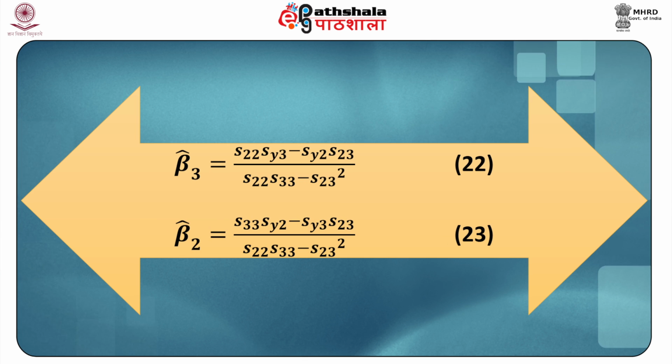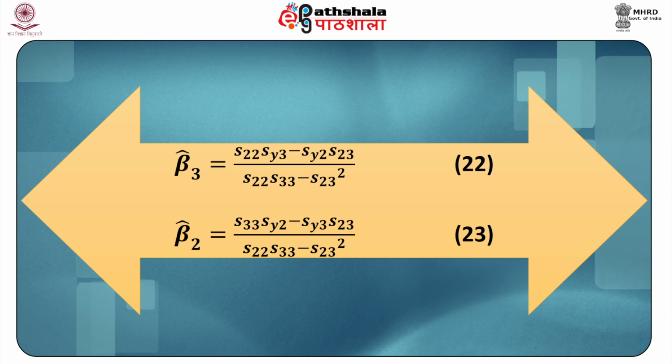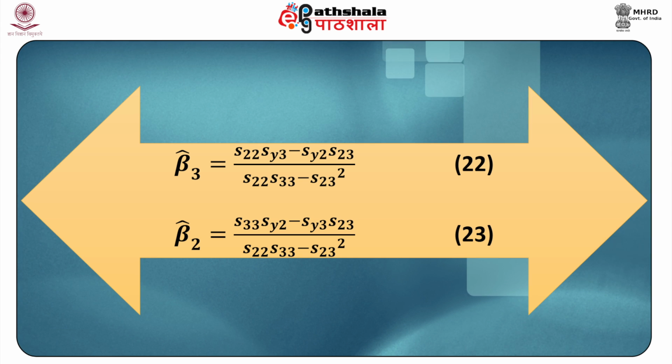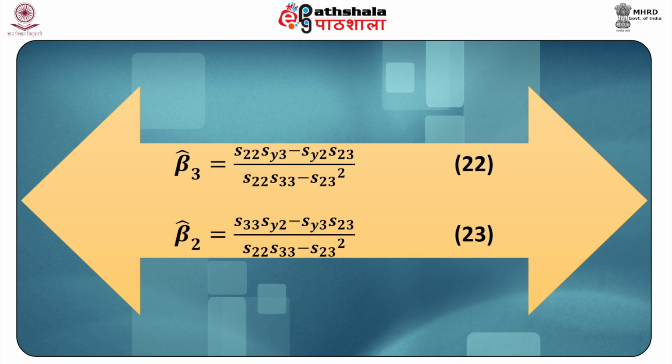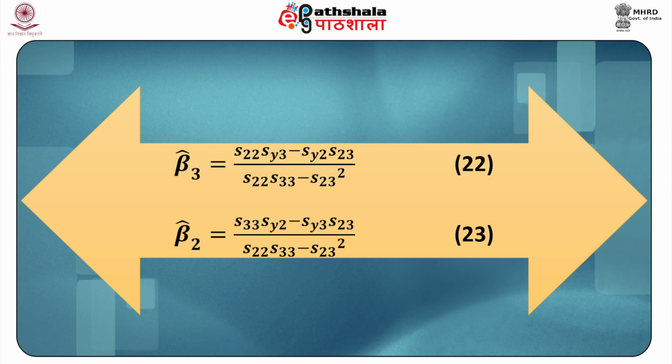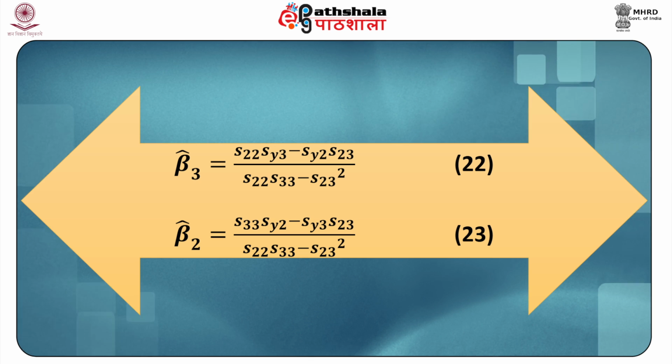On simplification, therefore, we obtain beta 3 hat equal to S22 into Sy3 minus Sy2 into S23 upon S22 into S33 minus S23 square, and this is our equation 22. Substituting this into equation 21, we get beta 2 hat equal to S33 into Sy2 minus Sy3 into S23 upon S22 into S33 minus S23 square. This is our equation 23.